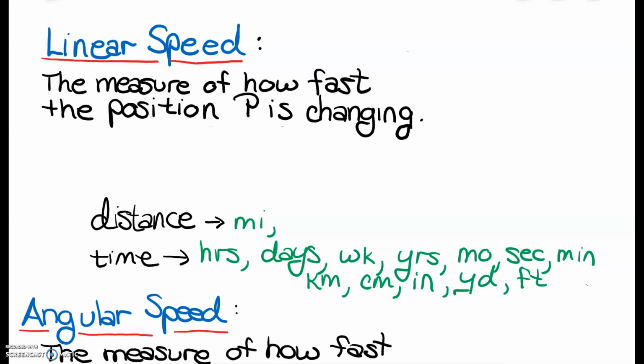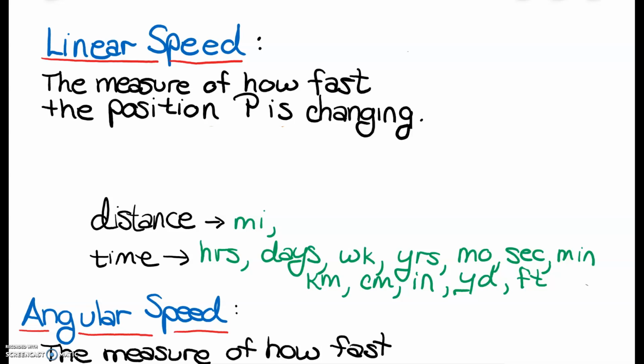In this video, we're going to talk about linear speed and angular speed. Linear speed is the measure of how fast the position of a point is changing. So for instance, if you were driving down the road in your car, it would be measuring how fast the distance that you're traveling in your car is changing over a certain amount of time.